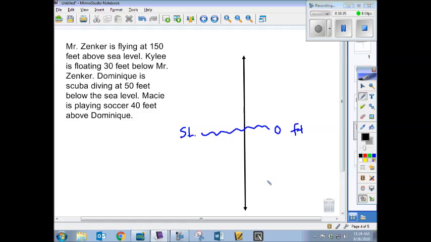Where is he up there? Who wants to talk me through that? Dominique? Where on the number line? It's about right at the top of the number line. Would you guys agree about right there? It doesn't really matter. It's up a little ways, right? Because he is 150 feet above where this water is. Do you guys agree that I just represented 150 feet?